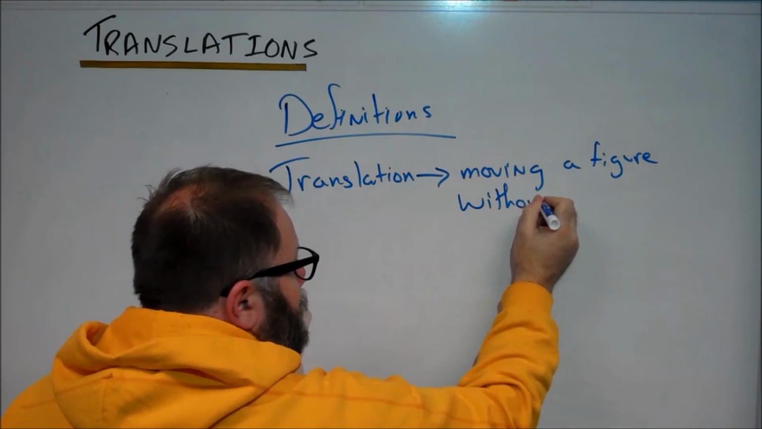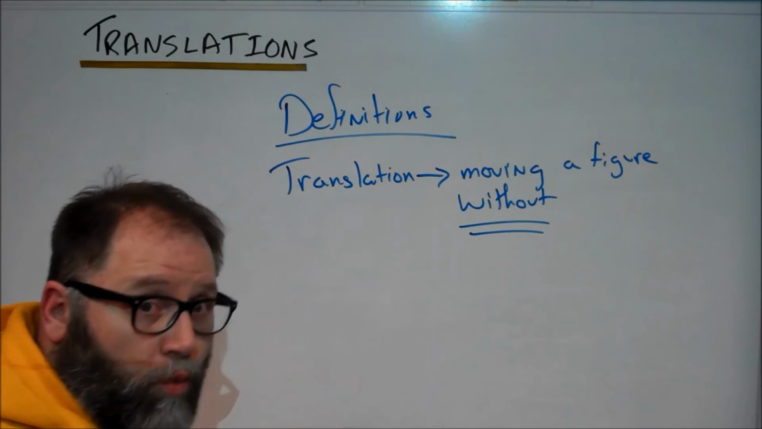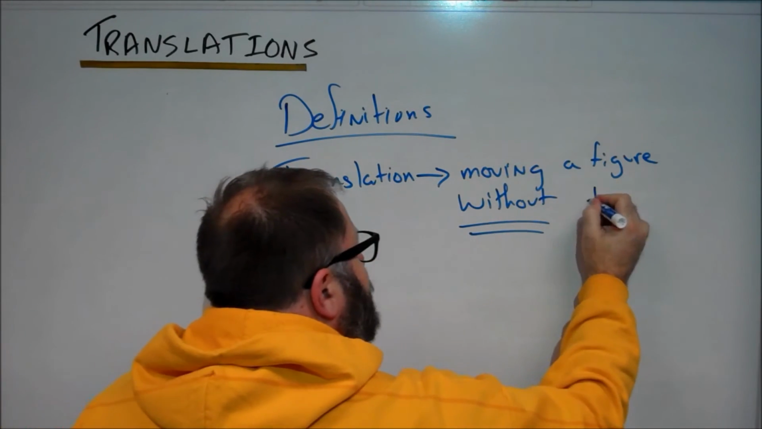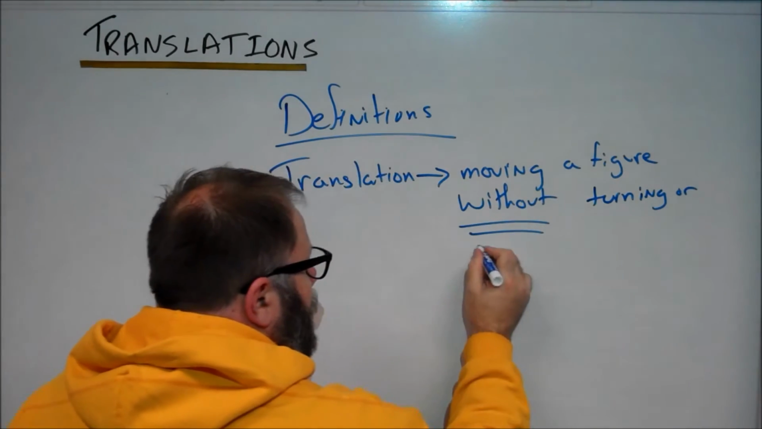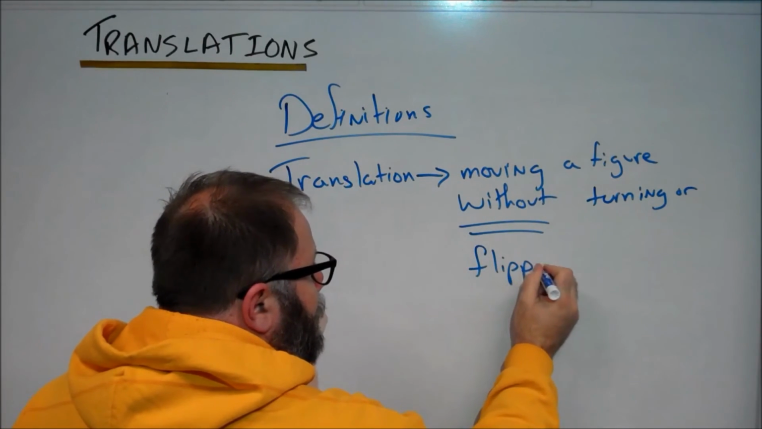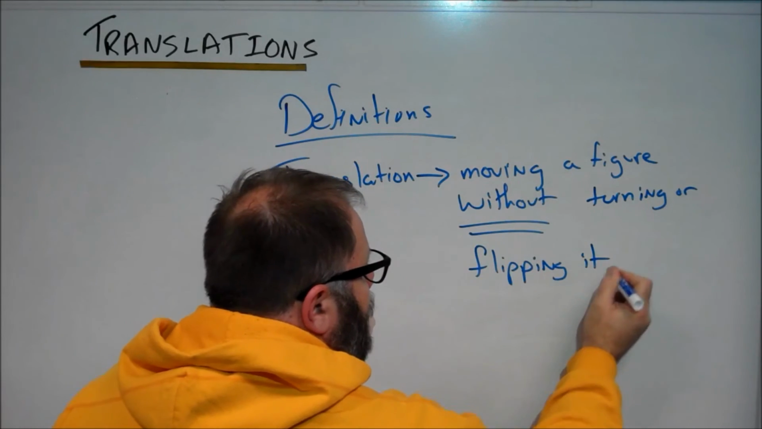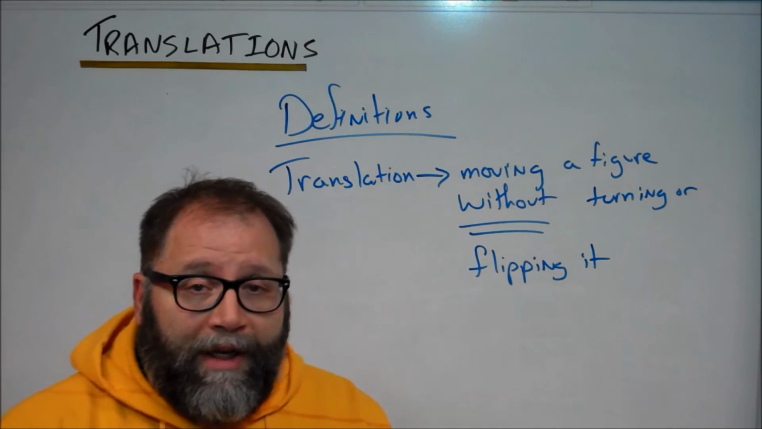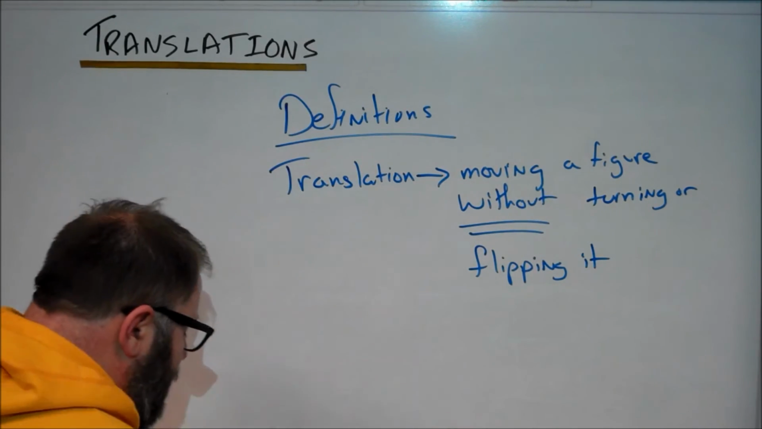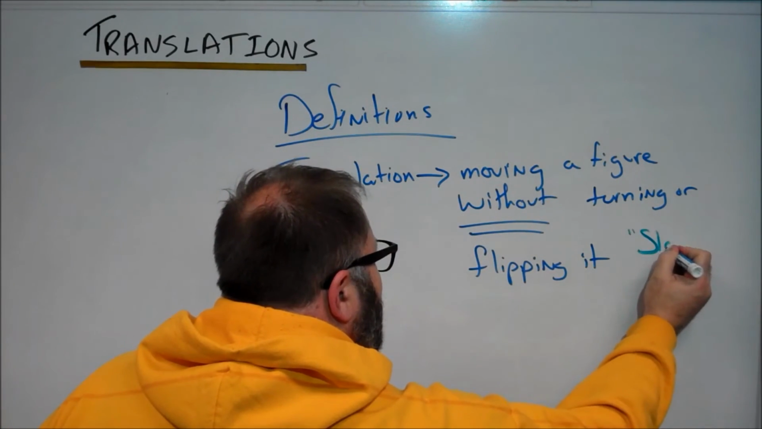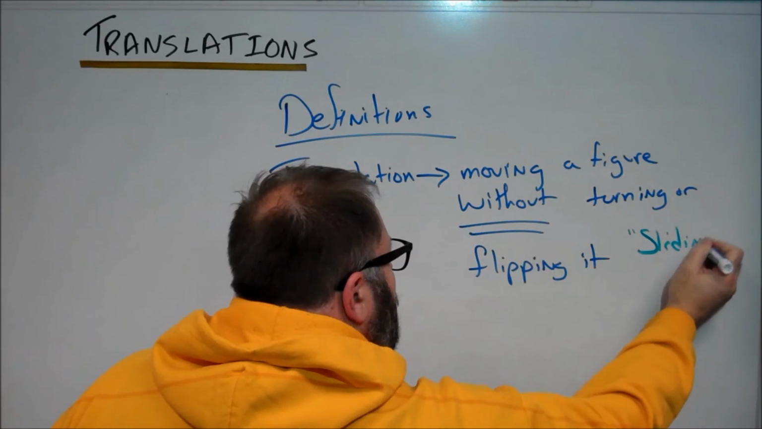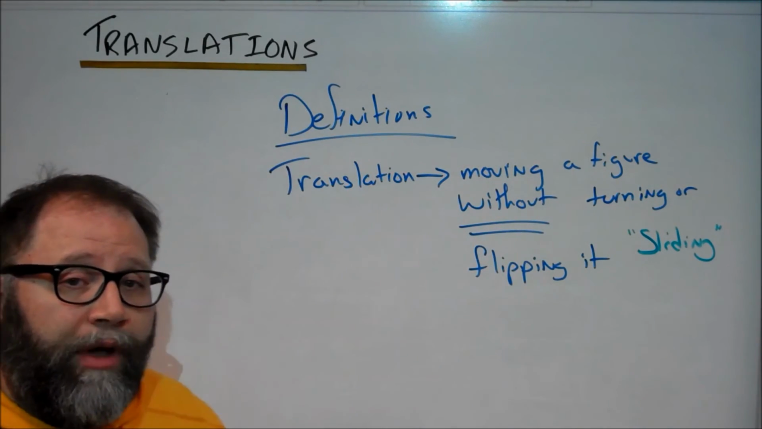without, that's the key, without turning or flipping it. So that key word, if you remember the key word from the beginning of the video, the key word then is, that shape is sliding. Sliding along the coordinate plane.